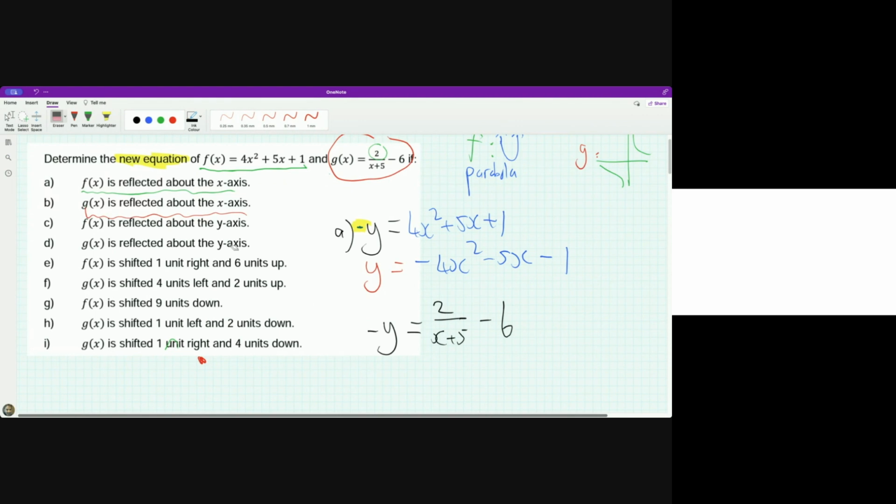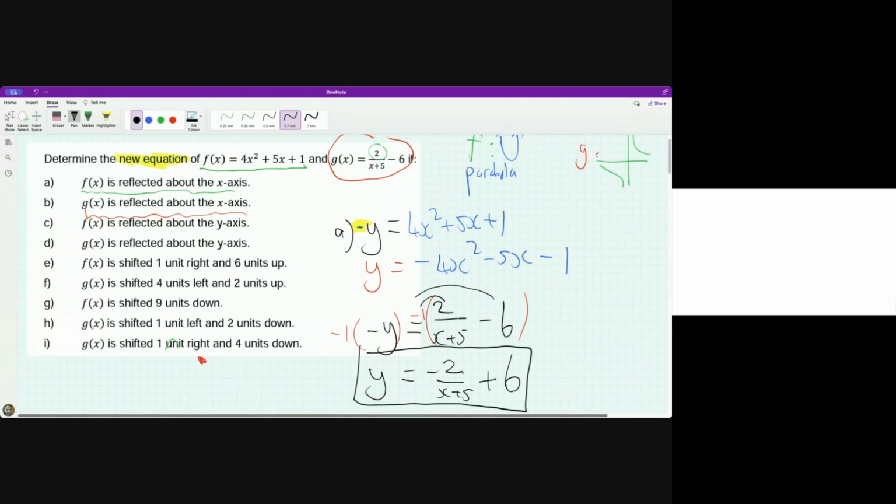So what does that even look like? Well, it means that on this side, if I multiply by -1, I'm going to just get a y. But on this side, I'm going to get -2 over x plus 5. But watch out, this minus goes to this, and we get +6.